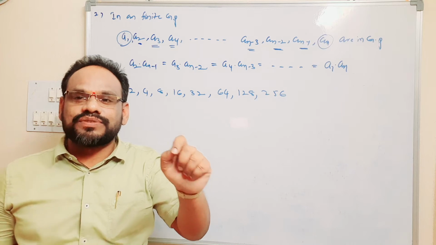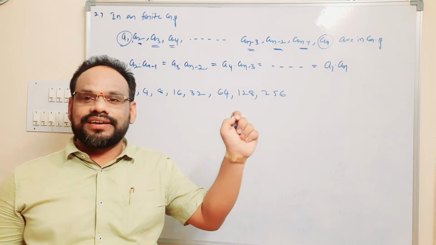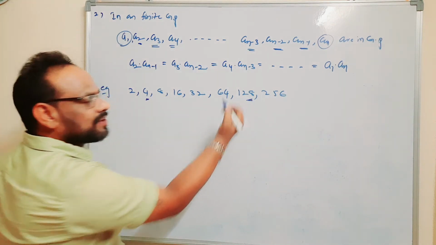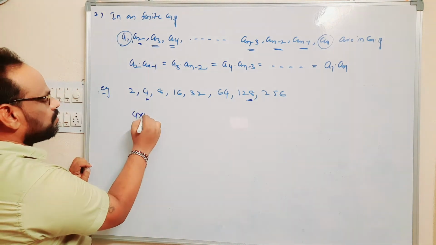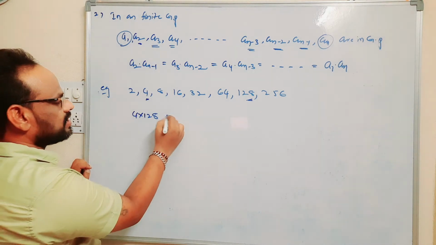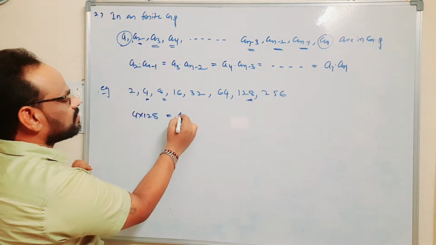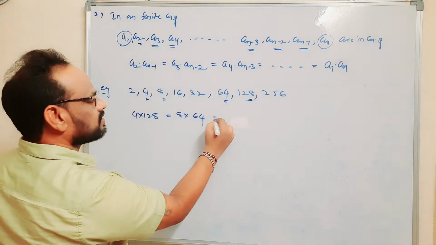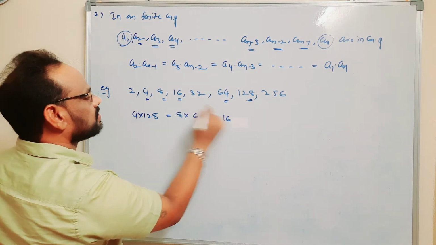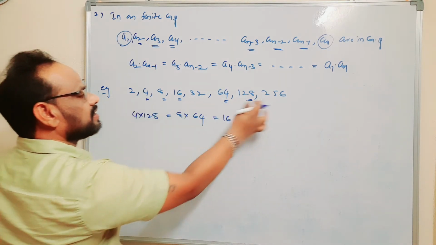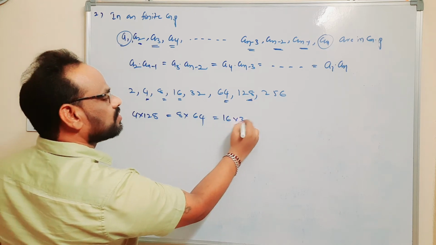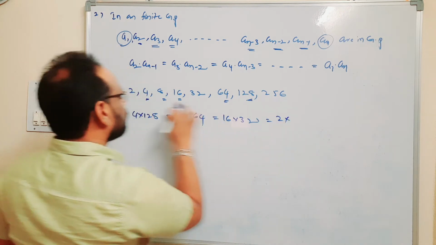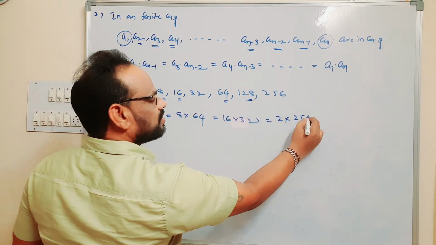The product of the terms which are equidistant from the beginning and end. Observe here. Take the second term from the beginning and the second term from the end, which is 4 into 128. This is the same as the third term, 8, into the third term from the end, 64, the same as the fourth term from the beginning, 16, into the fourth term from the end, 32, which is the same as the first and last term, that is 2 into 256.